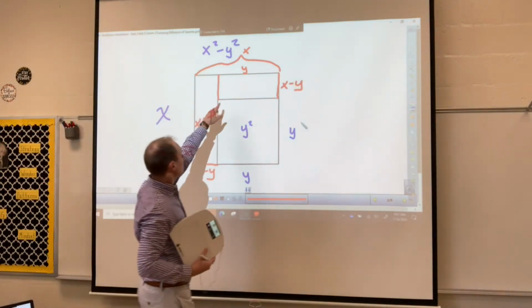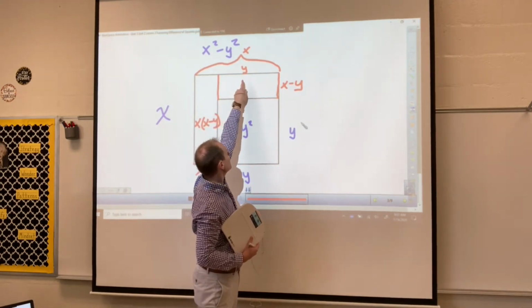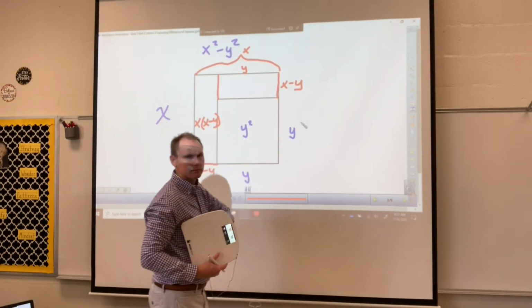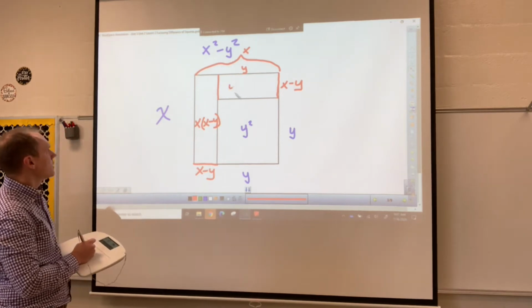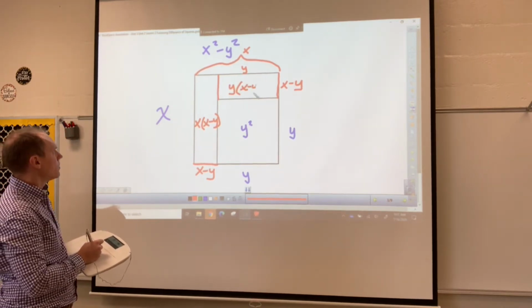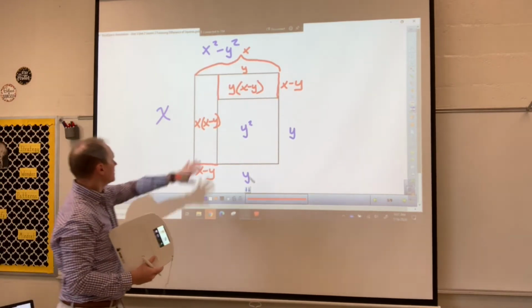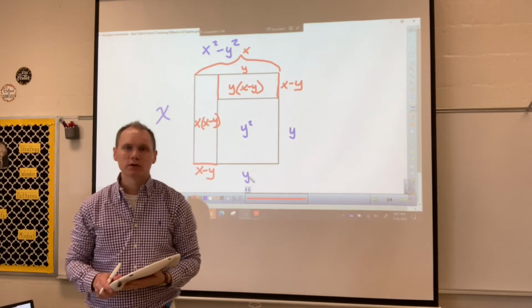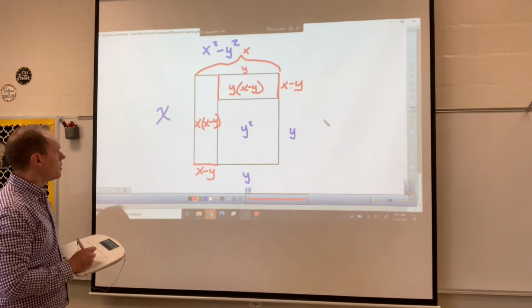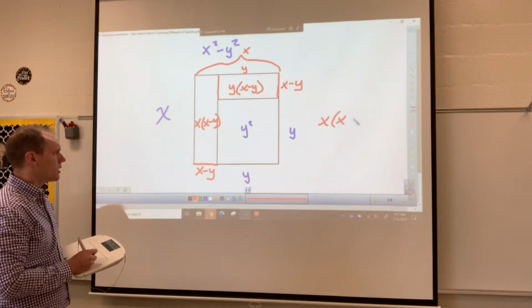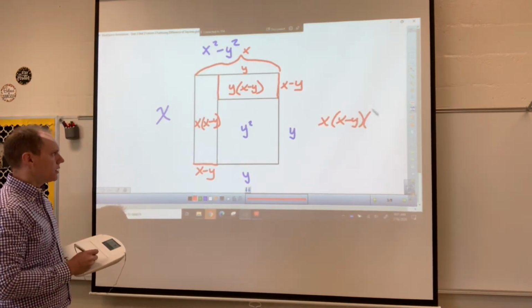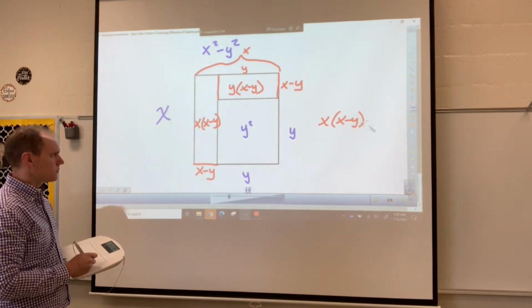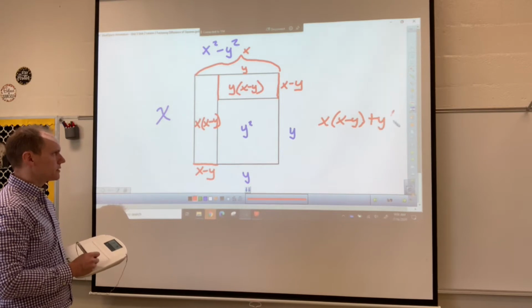So the area of this rectangle is y times x minus y. So y times x minus y. So it's this area plus this area that tells us what the difference of these two squares really is. So all in all, we have x times x minus y plus y times x minus y.